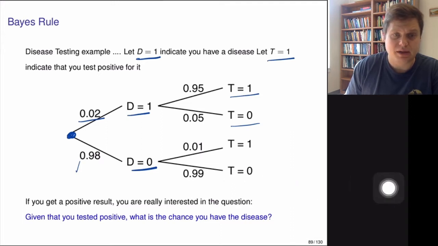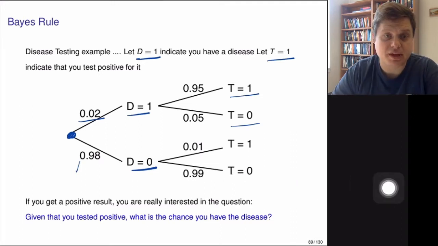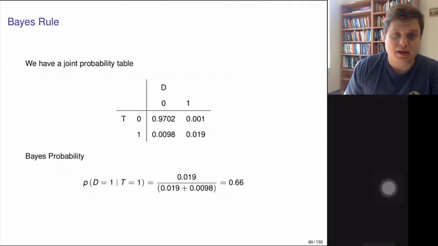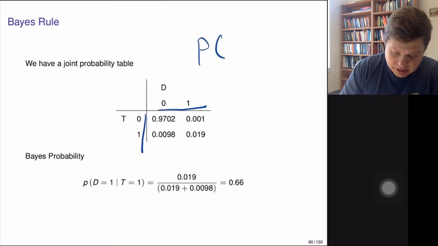All right. So now the question is, if we get a positive result, are you really a sick person or not a sick person? How do you interpret these positive results on the test? So another way to write this problem is to use the joint probability table.